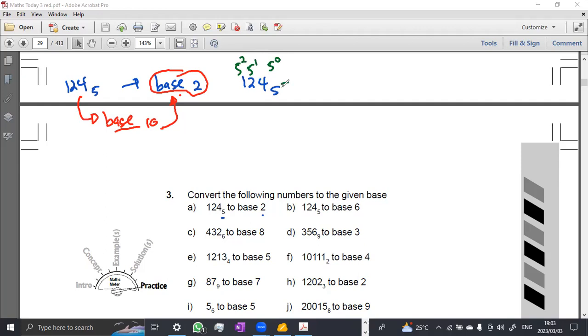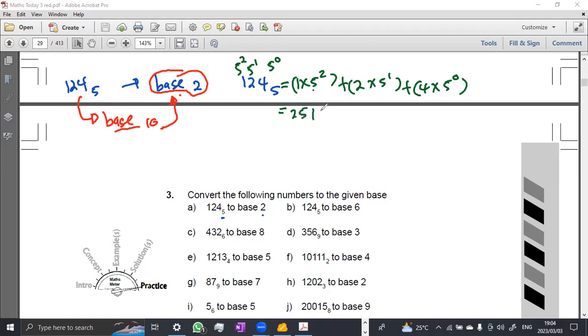So that means we are converting to base 10. This will be 1 times 5 to the power of 2, plus 2 times 5 to the power of 1, plus 4 times 5 to the power of 0. I don't know if we are together. Yes, we're together. So 5 squared is 25, times 1.